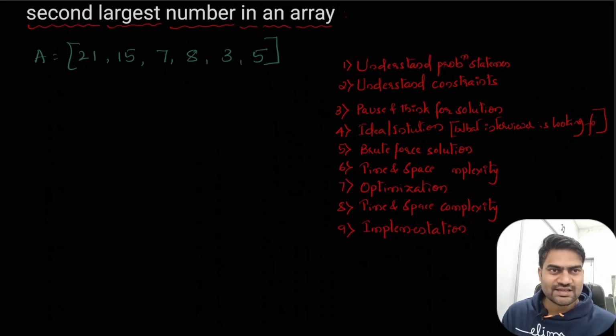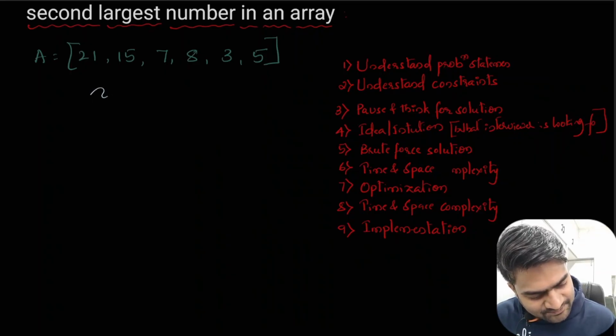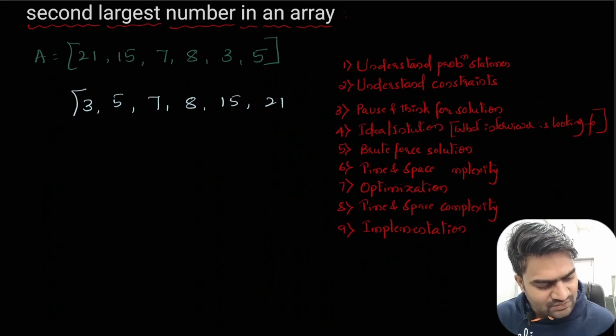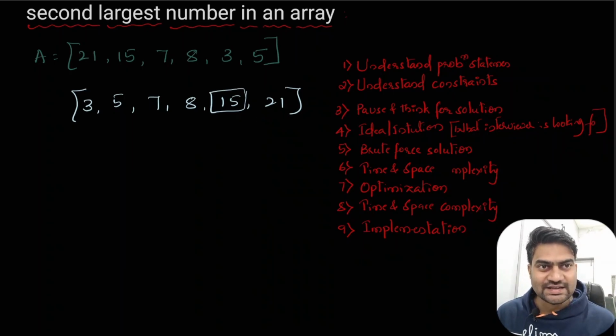If that is the case, maybe we can do the same thing. We can sort this array. Let's see how it looks. If we sort it, we get 3, 5, 7, 8, 15 and 21. Now, the second element from the last will be the second largest. So we got our answer, but wait, is it always the case?